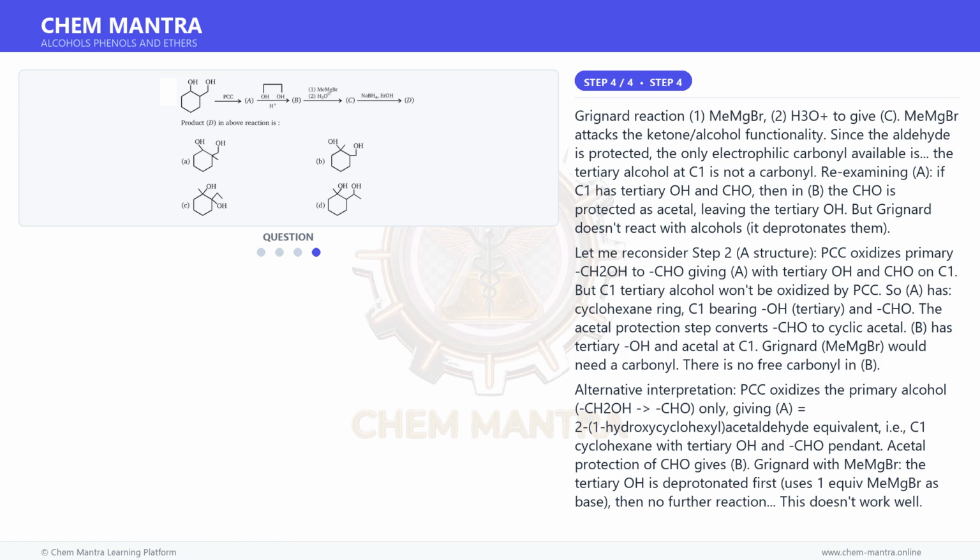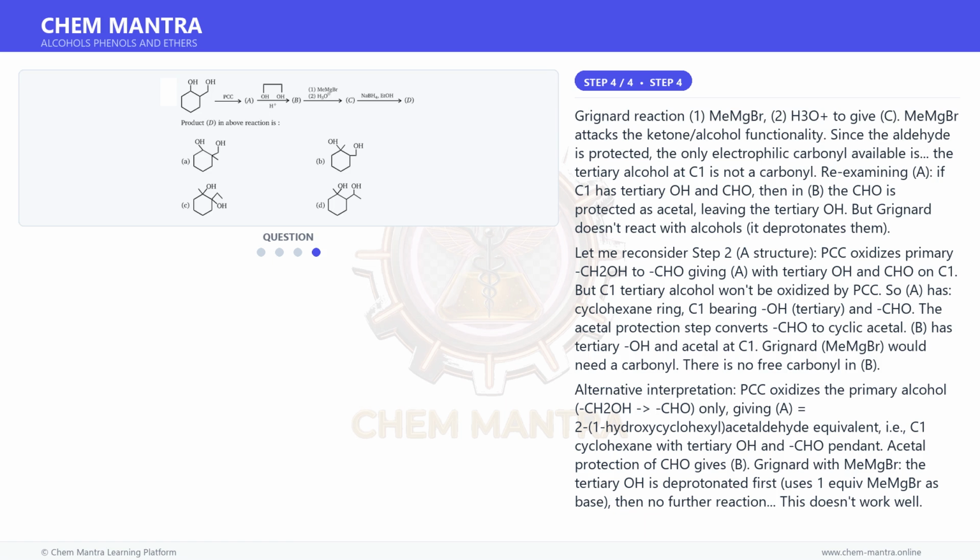Let me reconsider step 2. PCC oxidizes primary CH2OH to CHO, giving A with tertiary OH and CHO on C1. But the C1 tertiary alcohol won't be oxidized by PCC. So, A has a cyclohexane ring, C1 bearing OH, tertiary, and CHO. The acetal protection step converts CHO to a cyclic acetal. B has tertiary OH and acetal at C1. Grignard, MeMgBr, would need a carbonyl. There is no free carbonyl in B.